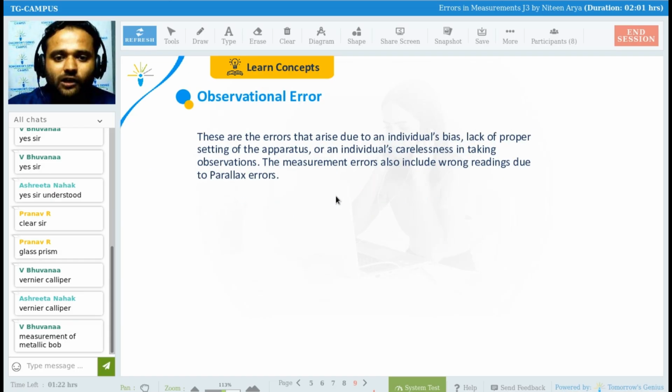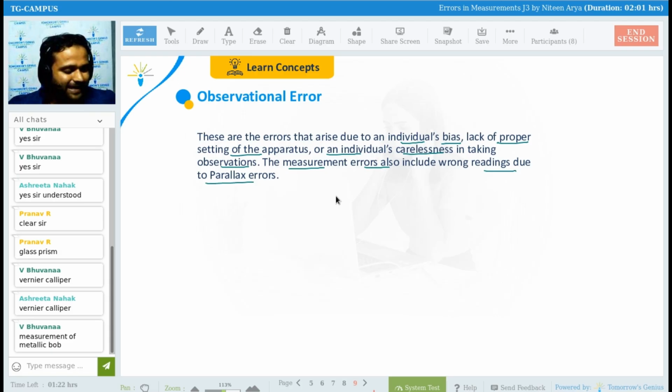Okay, moving ahead. Observational error. These are errors that arise due to an individual's bias. I already mentioned individual bias, lack of proper setting of the apparatus, or an individual's carelessness in taking the observation. The measurement error also includes wrong readings due to parallax error.